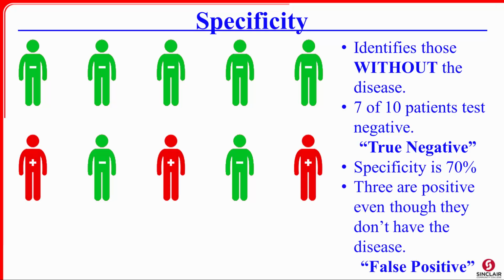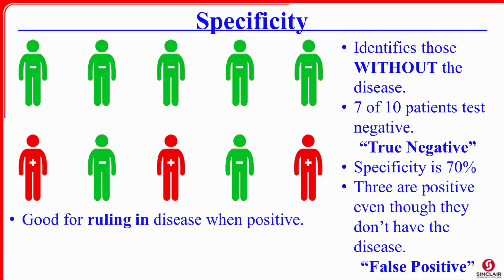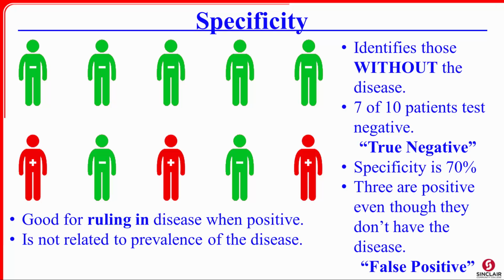3 of those patients are going to be positive even though they don't have the disease. And so those are referred to as false positives. So a test that is specific is good for ruling in disease when it is positive. It's not related to prevalence of the disease either, just like sensitivity. So neither sensitivity nor specificity are related to prevalence of the disease.